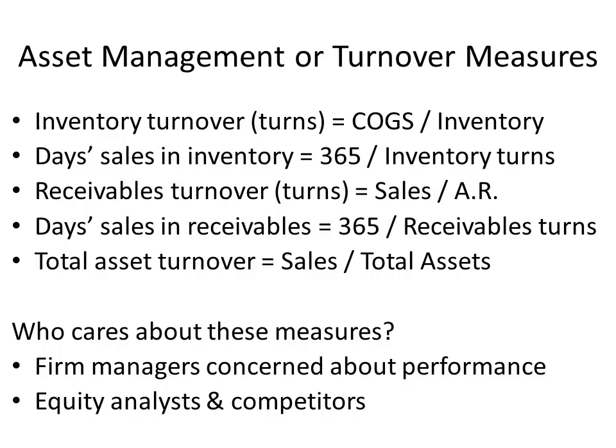The next turnover ratio is total asset turnover, and it's just sales divided by total assets. The idea here is that you are measuring how well you are utilizing your assets to produce sales. Typically, the higher the better. However, you might find yourself in a similar situation like we saw with inventory and accounts receivable, that you're keeping your assets too low and therefore you are limiting your sales.